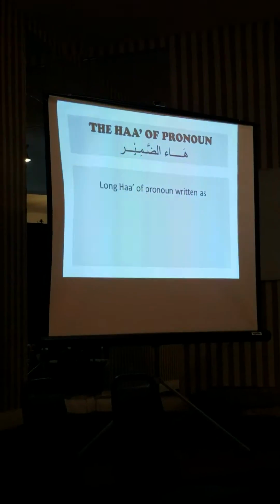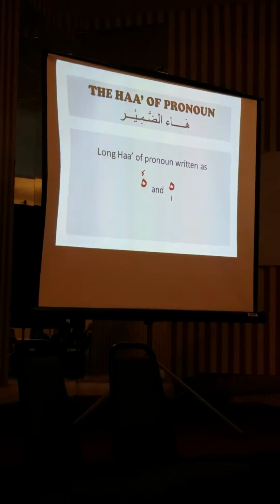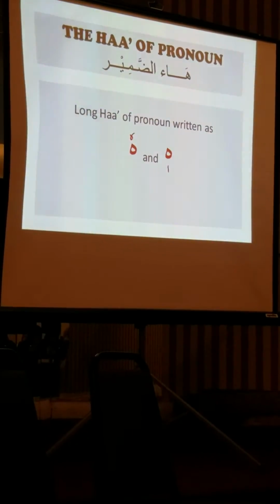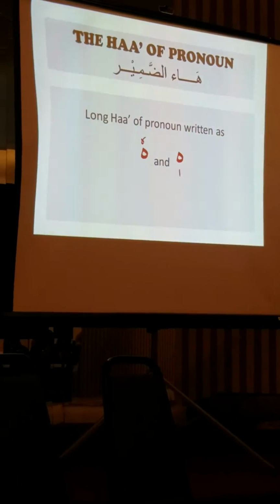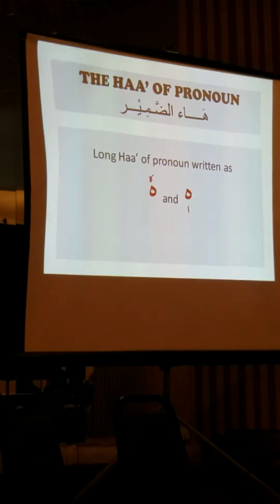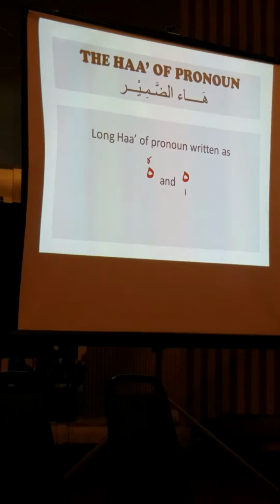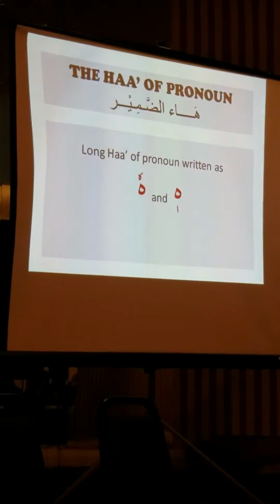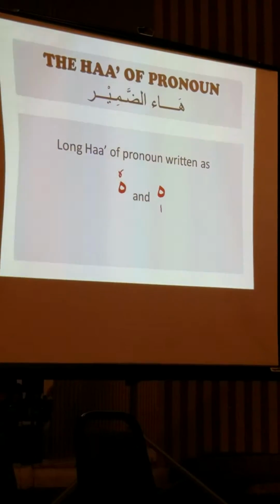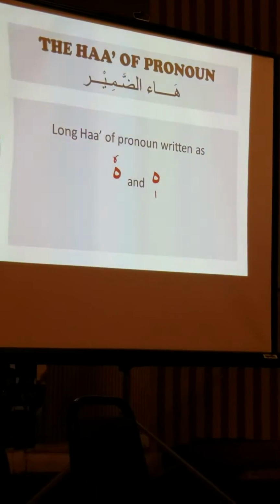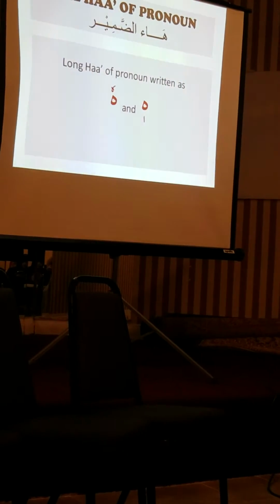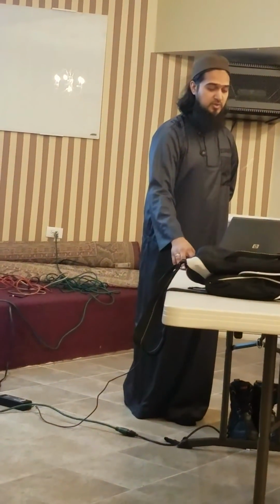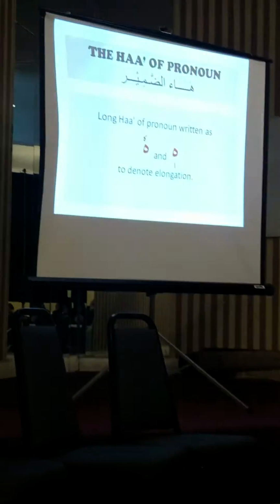The long ha pronoun at the end of the word, this is how it's written. This is a ha. The ha has a kasra, right? Or you have the short kasra, alif madd saghira, or ya madd saghira. When you say kasra, or you have your dhamma, you have two different types of maddas. It'll be recited with a madda, to denote elongation.